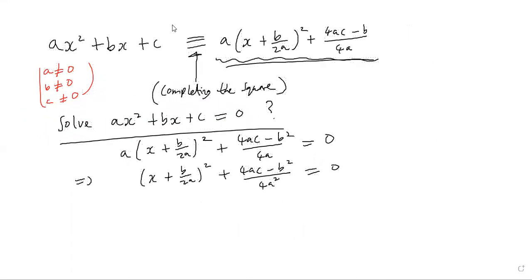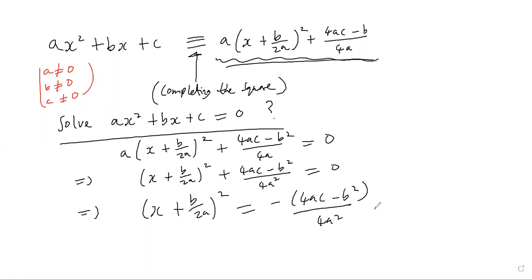Then if we take this term away from both sides, we get x plus b over 2a all squared is equal to the negative of this fraction. If you take the negative of 4ac minus b squared over 4a squared, you just get b squared minus 4ac over 4a squared. So we get that.